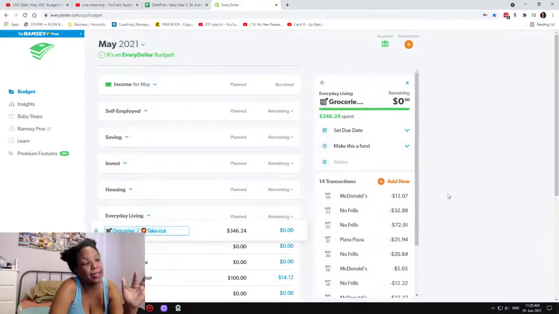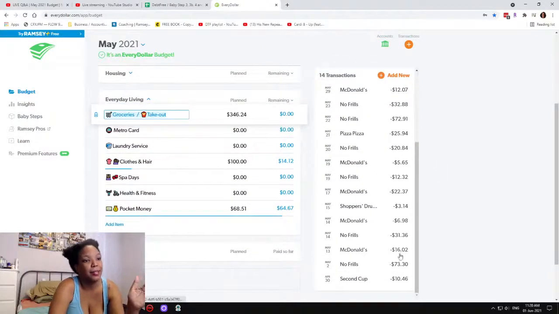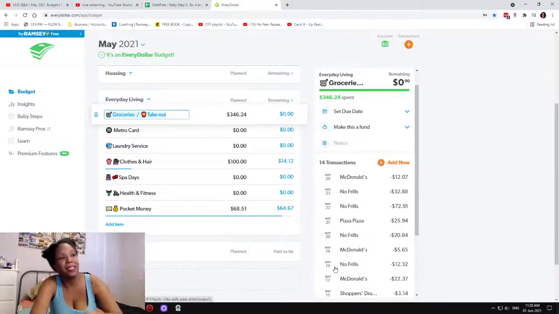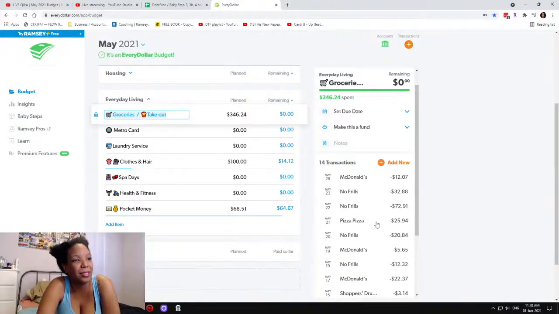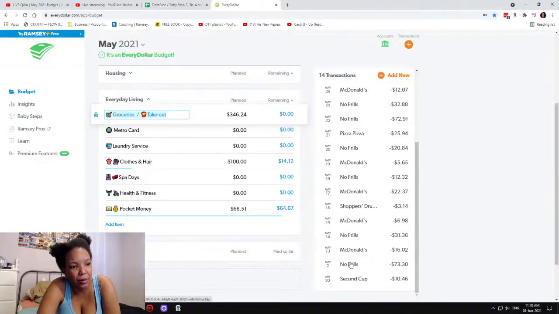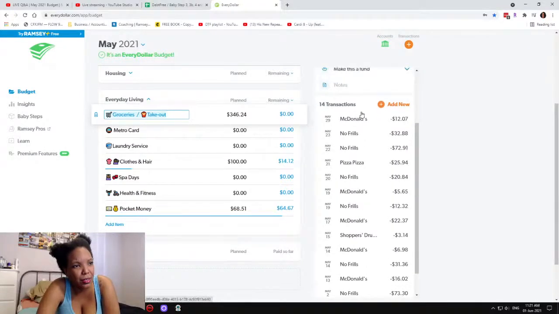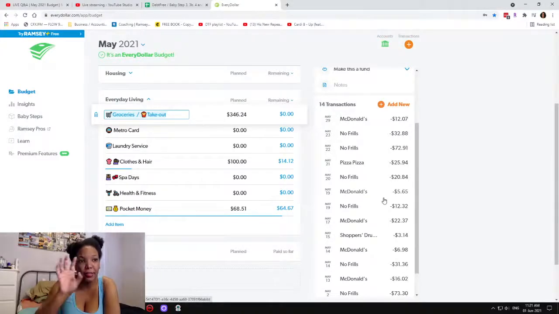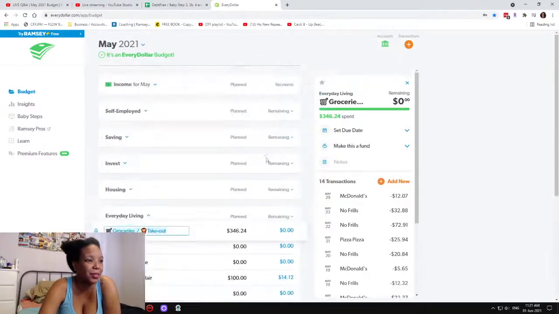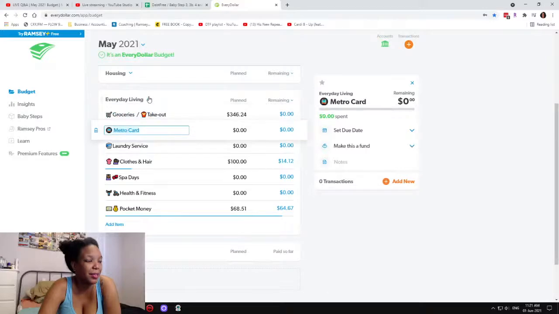My groceries and takeout. I did a lot of takeout. A lot of takeout. But it was on budget. $346.24. There was grocery store, grocery store, grocery store, grocery store, grocery store. That's 6 to the grocery store, and 6 to restaurants, takeout. Yeah, I'm fine. I made it through the month. I'm here. I'm good. It's great.